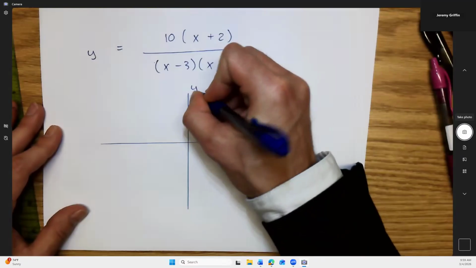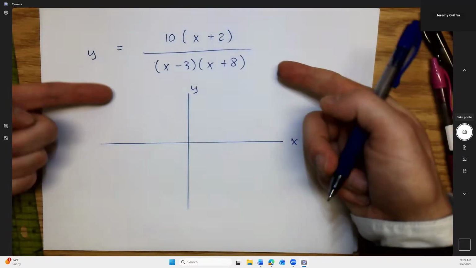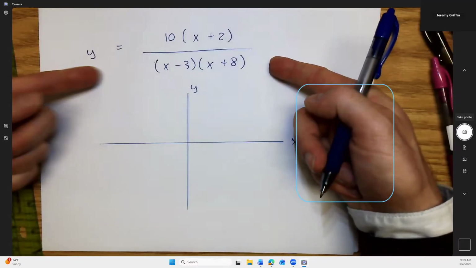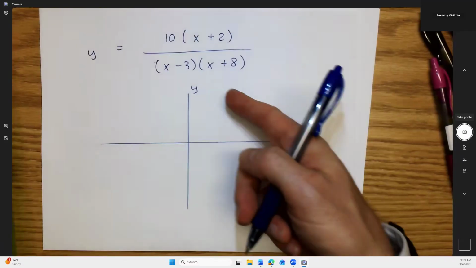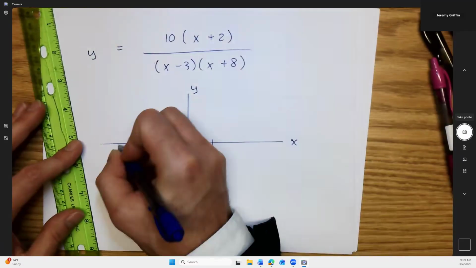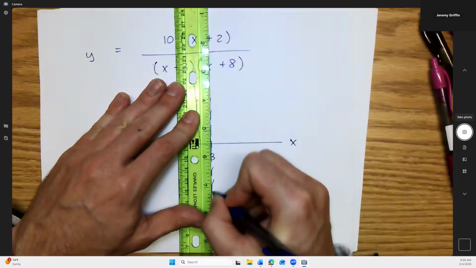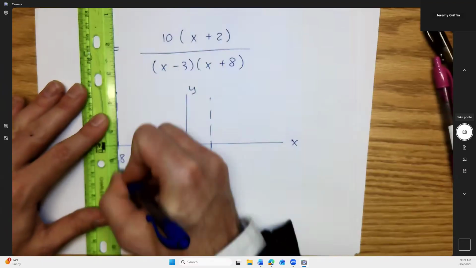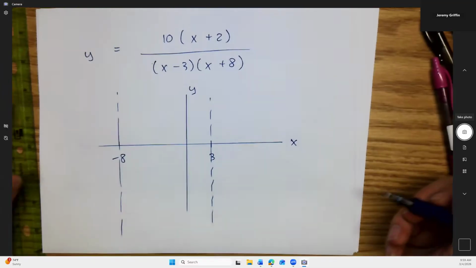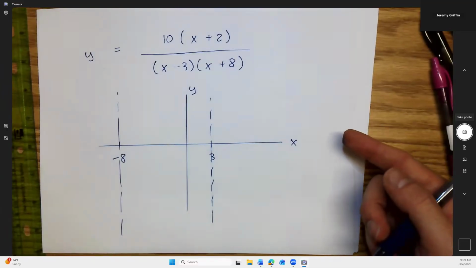Okay. So, you guys get these x, y axes. Guys, where are the two vertical asymptotes? Yeah, here at 3 and here at -8. Aren't those the two vertical asymptotes? So let's dash off vertical asymptote, dash, vertical asymptote. Okay. Guys, is there a horizontal asymptote here?